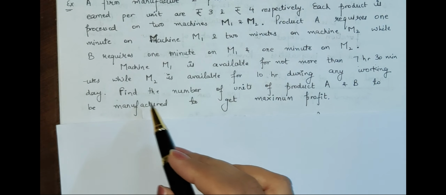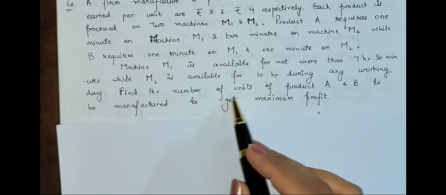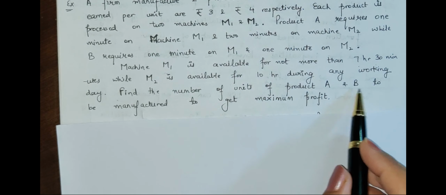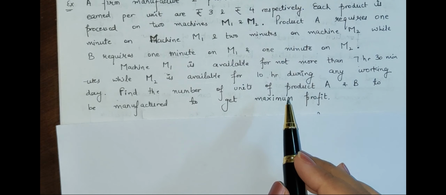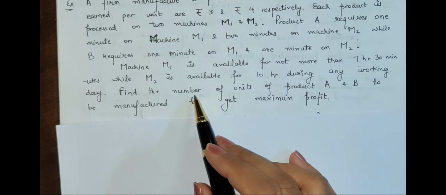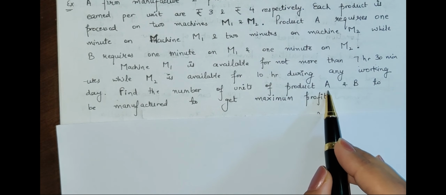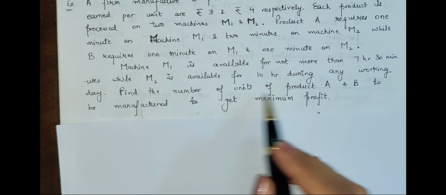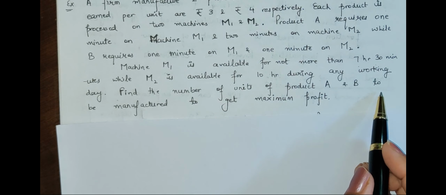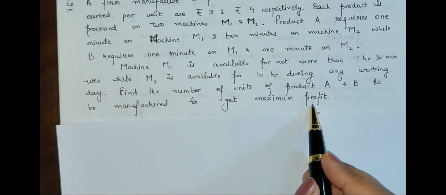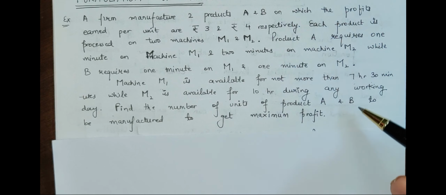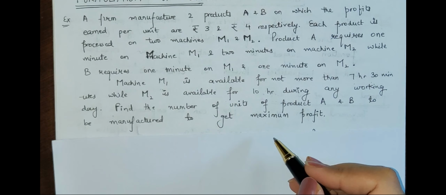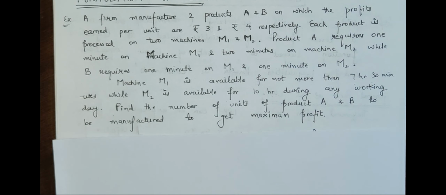Now what is being asked: find the number of units of products A and B each to be manufactured to get maximum profit. So this is our motive, that we have to find the number of units of product A and the number of units of product B. And what is my motive? The motive is to maximize my profit. So now we will first try to formulate this information mathematically, and then we will formulate the LPP.